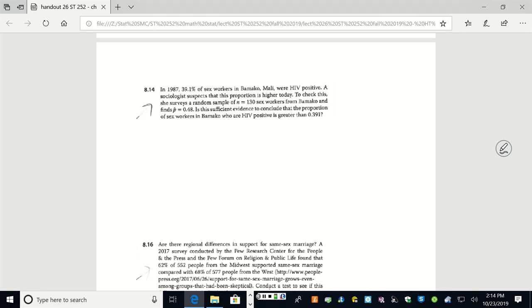In 1987, 39.1% of sex workers in Mali were HIV positive. A sociologist suspects this proportion is higher today. So where would they know this from 1987? Why would they believe it's that rate? Maybe that's determined by a survey. Maybe they had a much larger survey or something like that. Maybe they got that from some type of medical records or hospital records. So that came from somewhere.